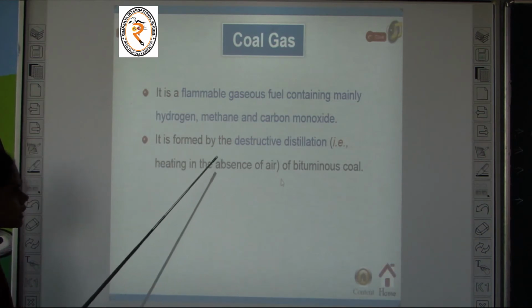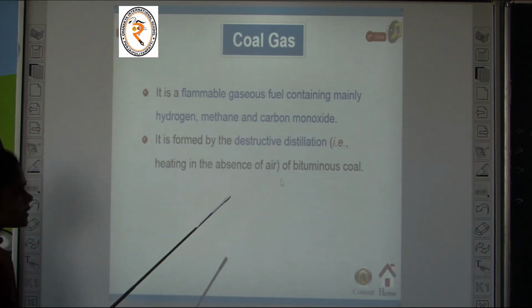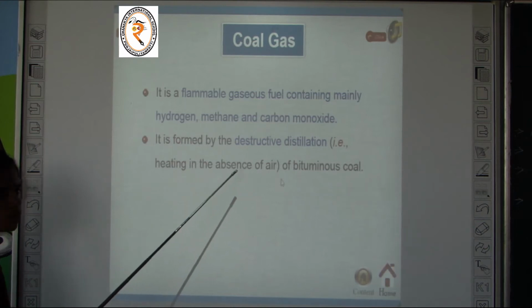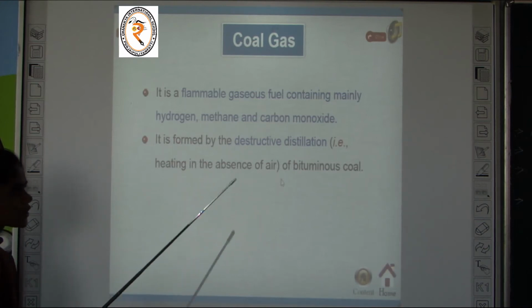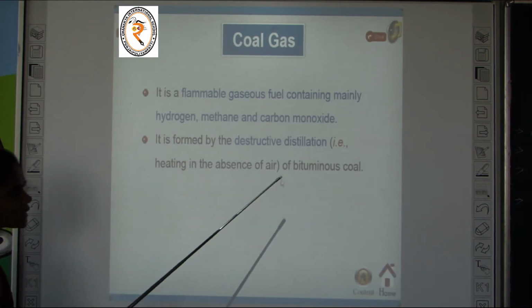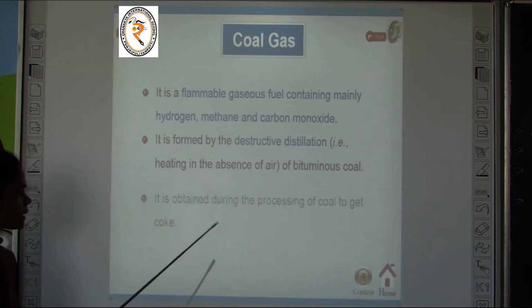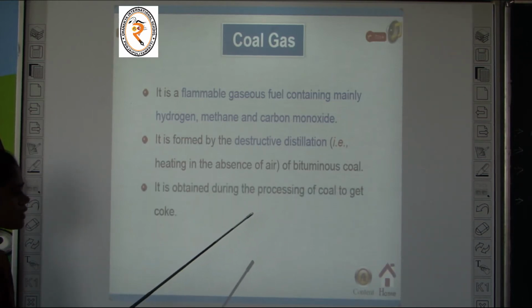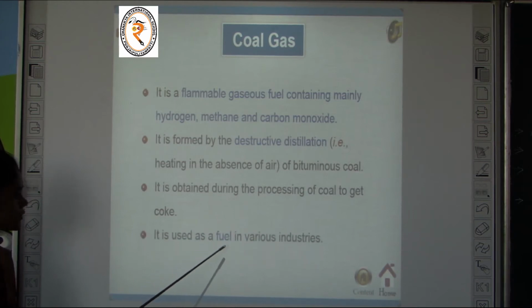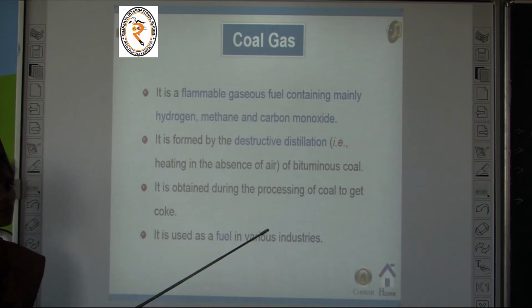It is formed by destructive distillation, that is, heating in the absence of air. That is called destructive distillation of bituminous coal. It is obtained during the process of making coke from coal. It is used as fuel in various industries. So these are all the uses of coal gas.